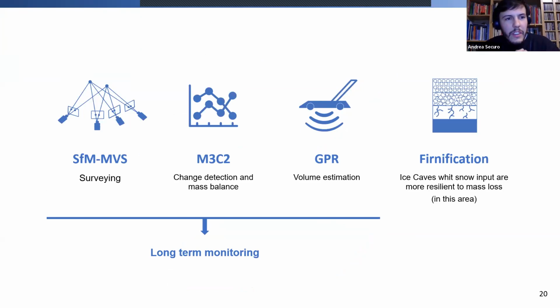So summing up, the methodology for long-term monitoring is based on structure from motion for surveying, but you can also use LIDAR successfully. Then it is strongly based on the M3C2 algorithm in CloudCompare for the change detection and potentially the mass balance. And of course, the ground penetrating radar, once processed, is completely usable in the same workflow.